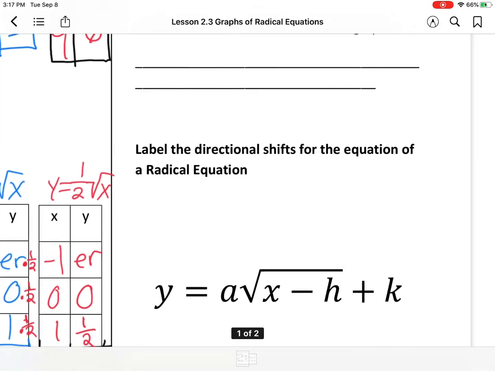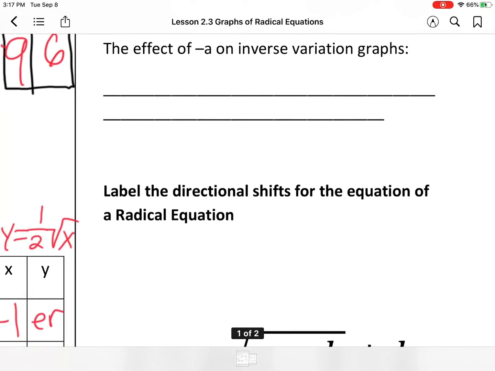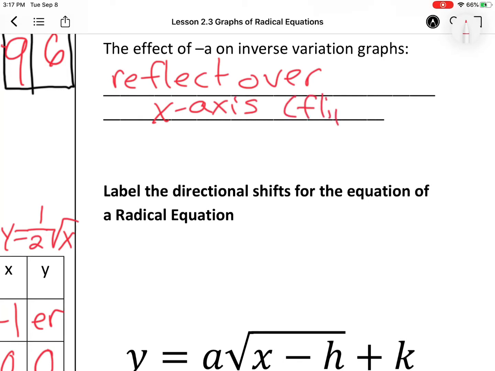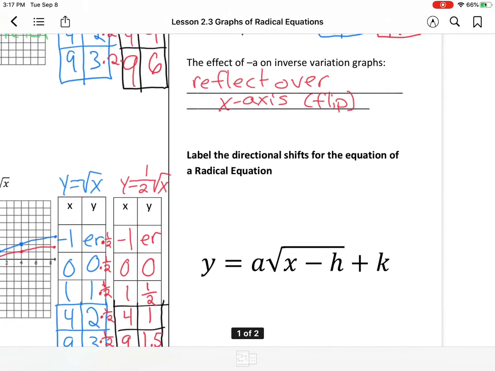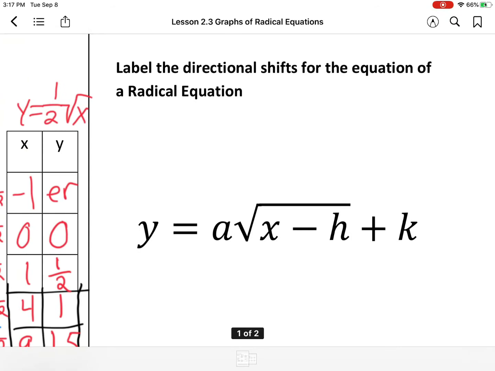So we've already talked about the negative a on the outside. It's going to reflect. Technical words for it is going to reflect over the x-axis. I will take flip if you put that on your check-in. So label the directional shifts for the equation of the radical equations.